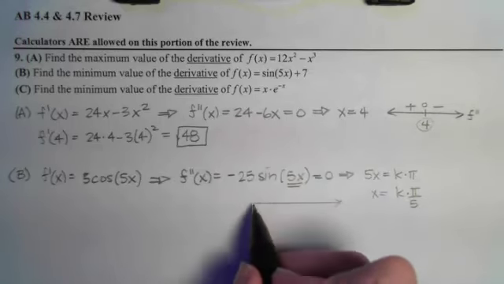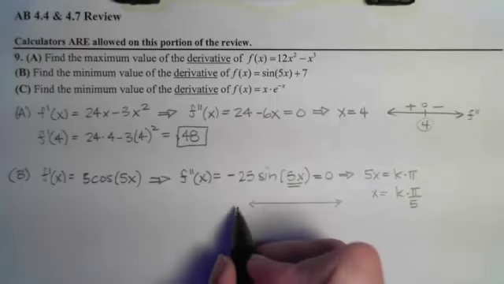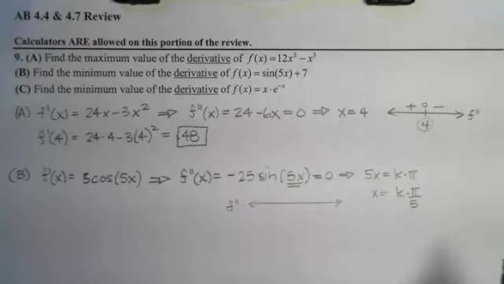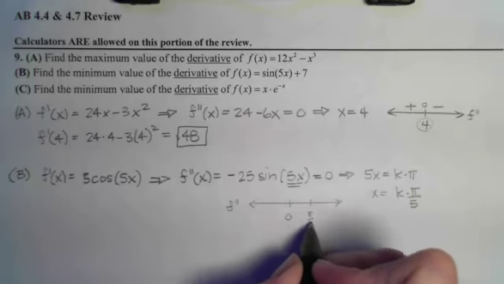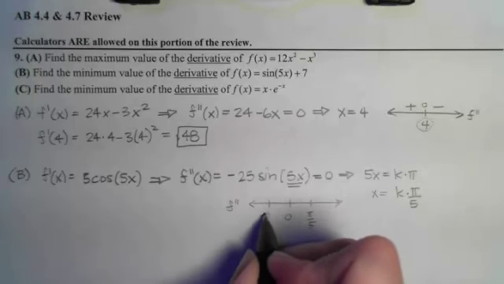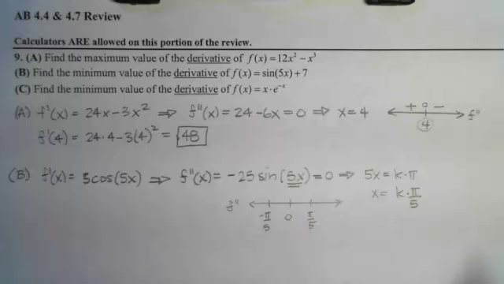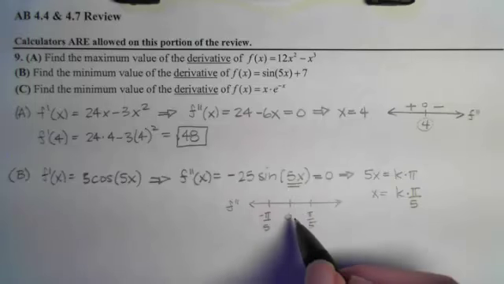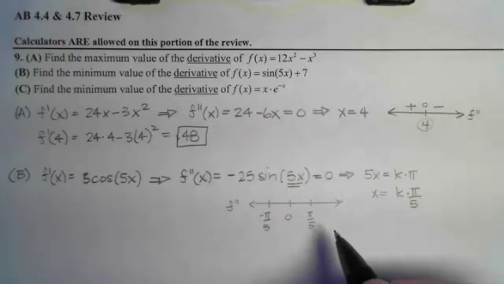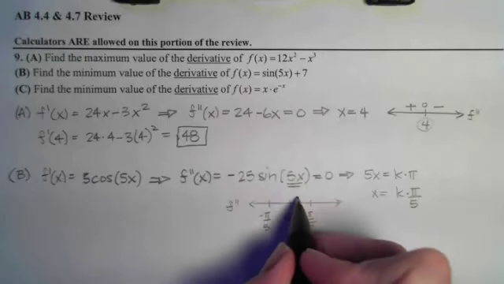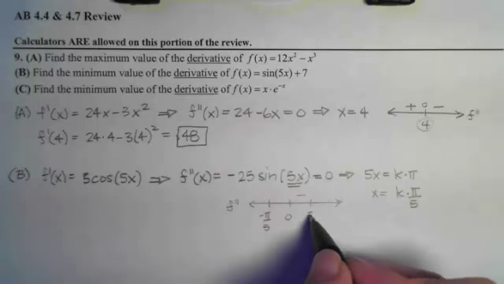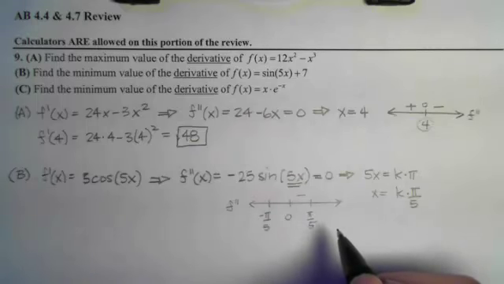So some of these might be maxes, some of them might be mins. We will discover a couple of them. Let's say we let k equal 0, and then k equal 1, and k equal negative 1, and we'll just check to the left and right. Between 0 and pi over 5, say pi over 10, we'll be looking at the sine of pi over 2, which is a positive 1. That makes it negative.